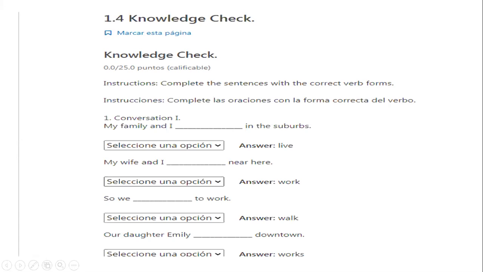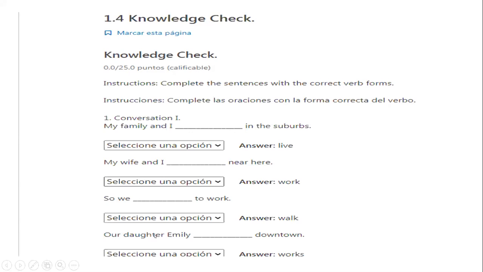Vean aquí, my wife and I near here. Es como el anterior, ¿verdad? ¿Quién es my wife and I? My wife and I es we, ¿verdad? Entonces no tengo que aplicar la regla y el verbo se queda work. Work near here. So, we to work, igual, ¿verdad? Es we, entonces se queda sin aplicar la regla, we walk.